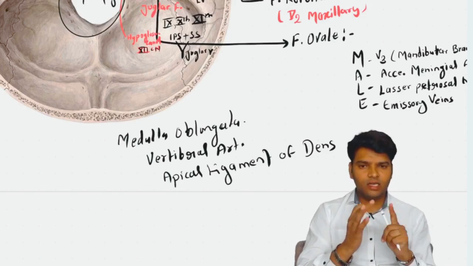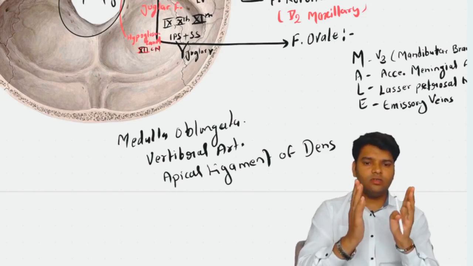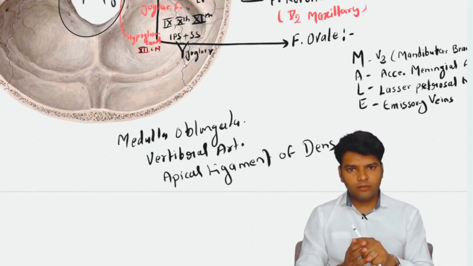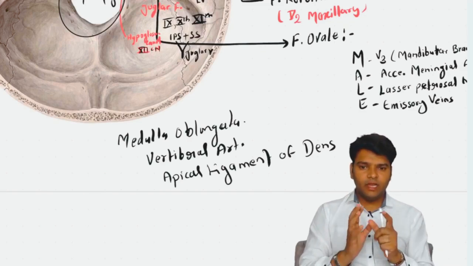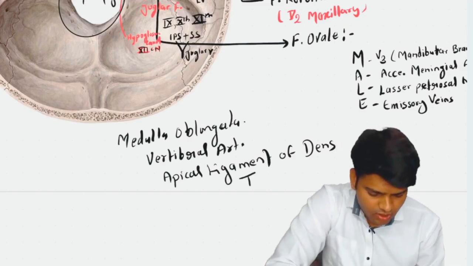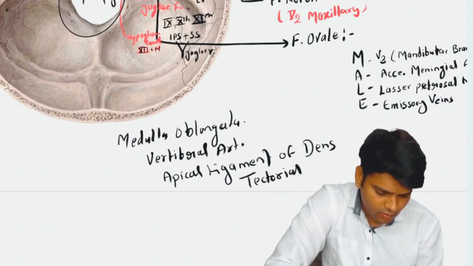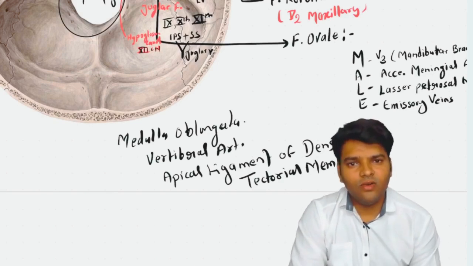artery along with the anterior and posterior spinal artery. Okay, the vertebral artery with two branches, entering, and the apical ligament of dens also, and these all are covered with a membrane, we can say, just to further learn. Okay, and this membrane is also going, which is called the tectorial membrane. Okay, so these are the structures which are passing through the foramen magnum.